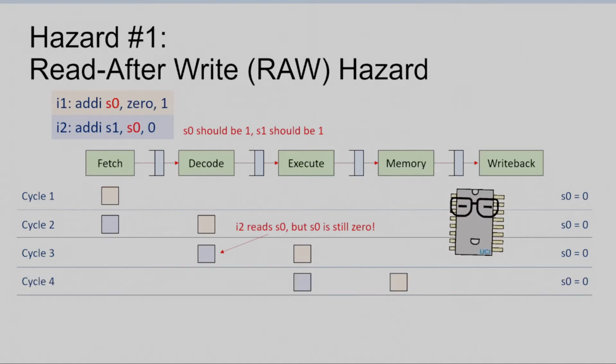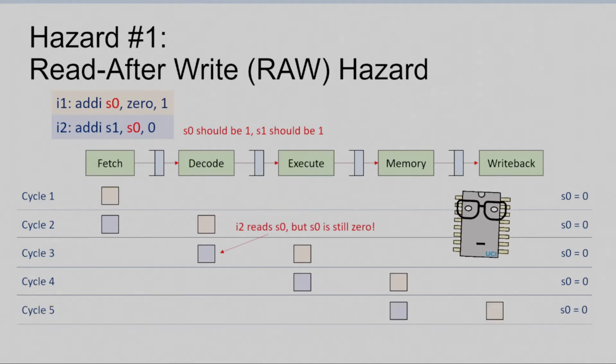At cycle 4, instruction 1 has now moved to the memory stage, but instruction 1 doesn't have any memory accesses, so it's not going to do anything there. Instruction 2 has moved to the execute stage. It's going to perform the add operation using the ALU. But because S0 as read in the decode stage is 0, the result of the add instruction is also going to be 0, even though when we were writing the code, we expected the add instruction to have a result of 1.